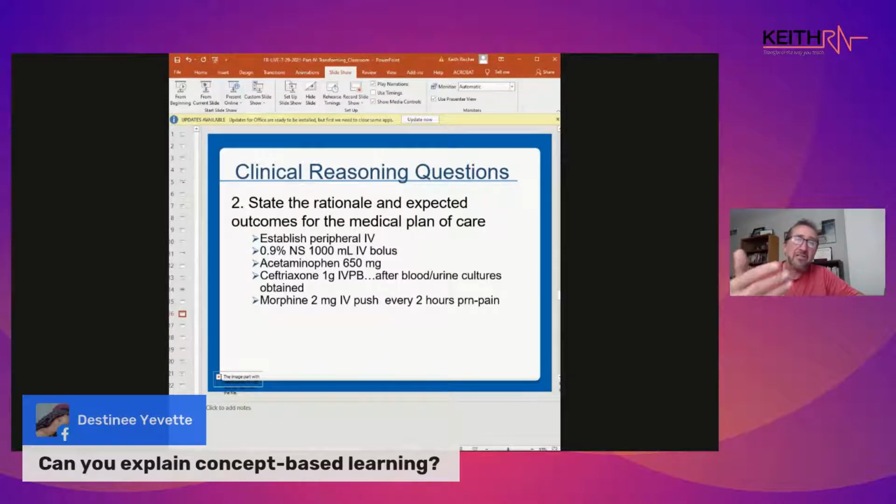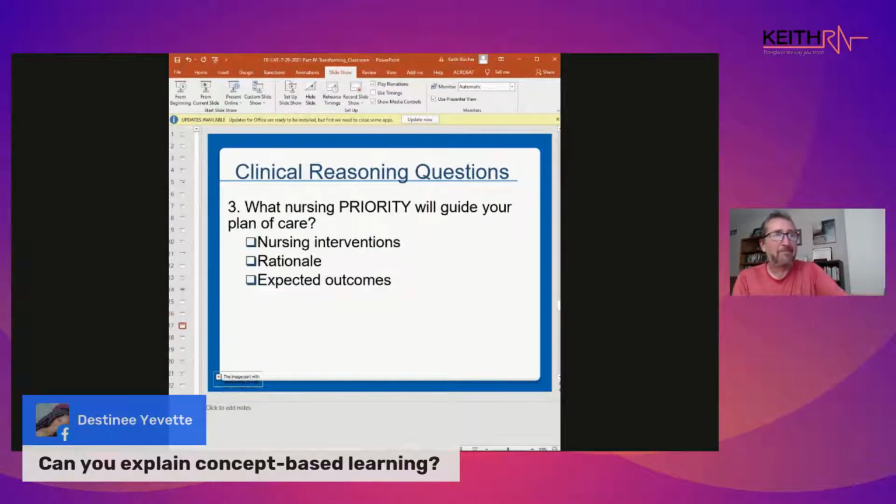And again, our students must understand the rationale for the medical plan of care as well as the nursing plan of care. What's the rationale for the IV, the fluids, the Tylenol, as well as the expected outcome of the medical plan of care? When they can think like a doctor or think like a provider, they're also thinking like a nurse at a very basic level.